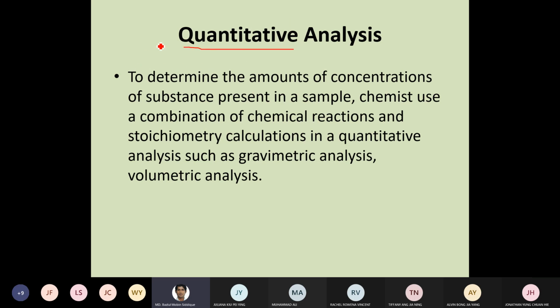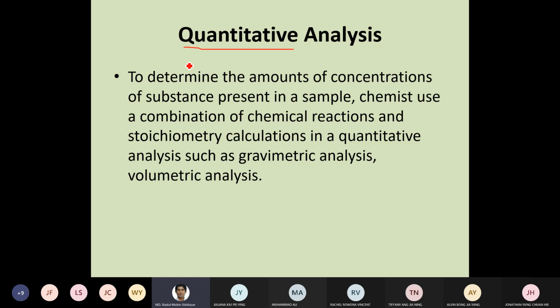Quantitative means finding the quantity, right? Quantity is always with value, and value means it is always with numbers. So there will be some calculation and numbers involved in this quantitative analysis. To do quantitative analysis, we have to do some gravimetric or volumetric analysis.